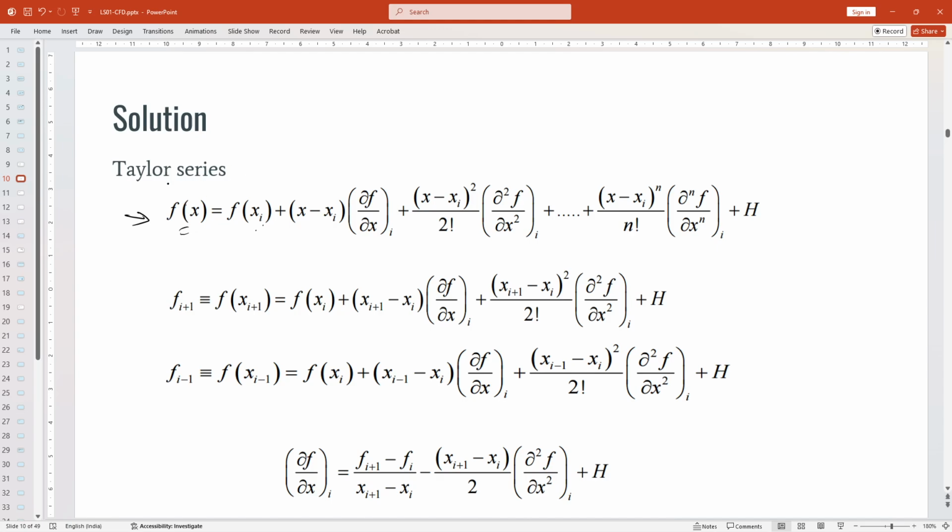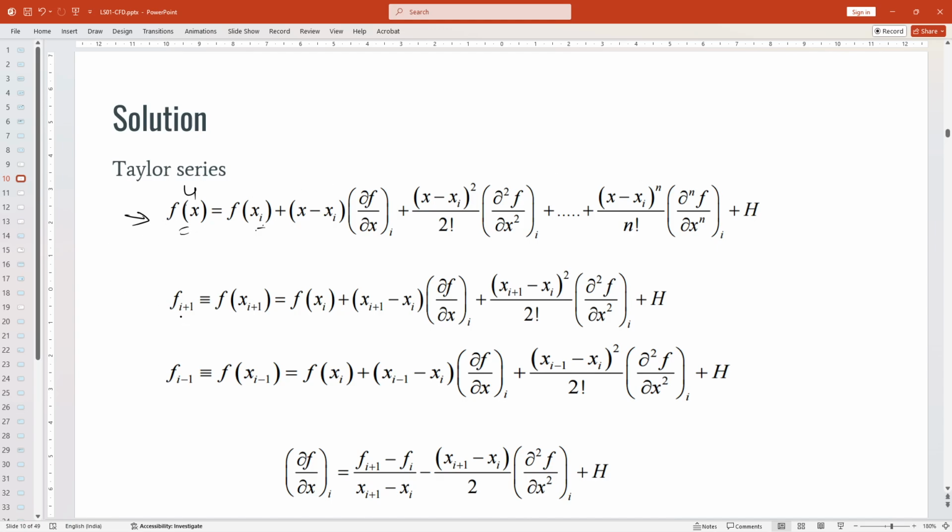So this f of x can be anything. It can be u, t, p, anything. So here it will be f of xi, that is like the property at that point p, plus something, that is x minus xi, the variation, plus the gradient of change, dou f by dou x at I, plus the higher order term, x minus xi the whole square by 2 factorial into dou square f by dou x square, plus etc. up to x minus xi raised to n by n factorial into dou raised to n f by dou x raised to n, plus higher order terms. So this will be the equation.